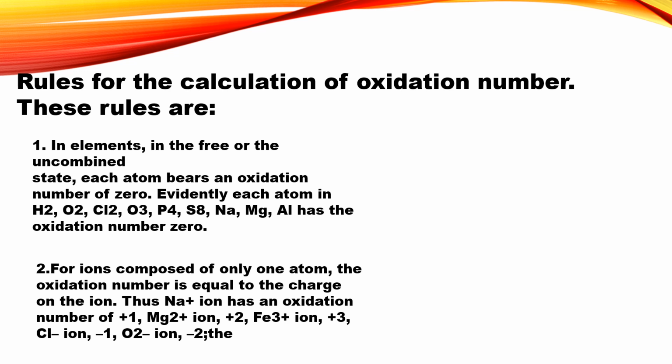So here you can see for alkali metals the oxidation number is plus 1, and for alkaline earth metals the oxidation number will be plus 2, but aluminum shows plus 3 oxidation number. You have to remember.